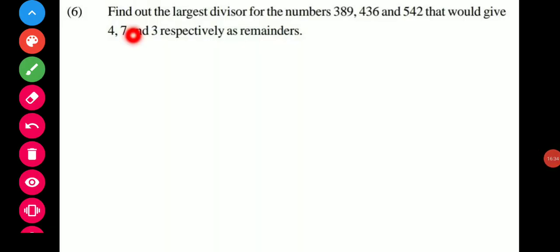Question number 6. Find out the largest divisor for the numbers 389, 436 and 542 that would give 4, 7 and 3 respectively as remainder. It means we have to find the largest number, that is, the highest common factor, and on dividing, the remainders should be 4, 7 and 3. So how can we do this? First of all, we subtract the remainders.